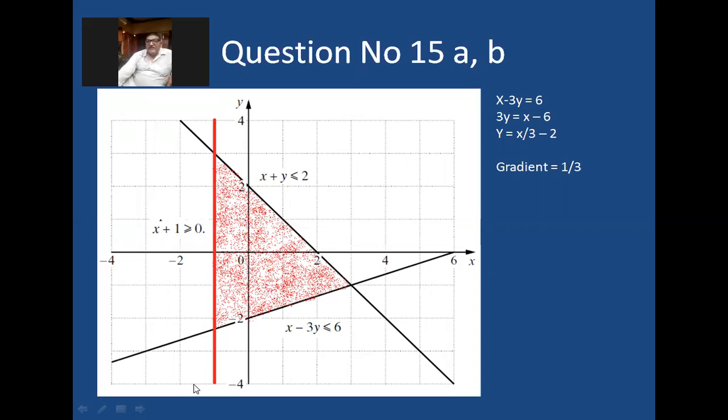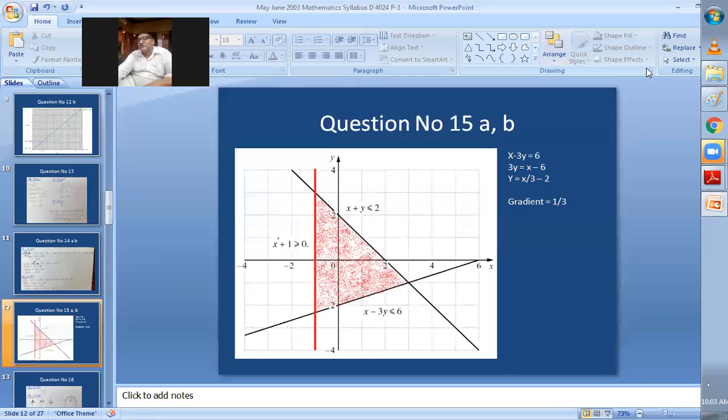On this line, which is x equals -1, the x should be greater than or equal to -1. So to the right of this is the required area. So this colored area, which I have shown here, is the required area. Hopefully you have understood. If you have practiced these questions, then you will be able to understand. It's a little tricky question, but hopefully you have understood it.